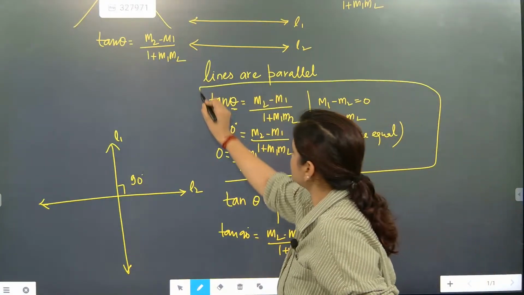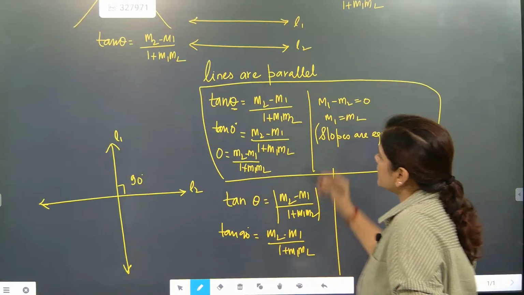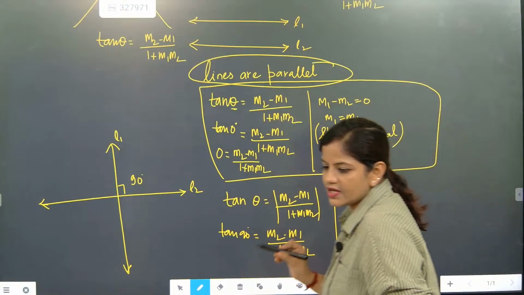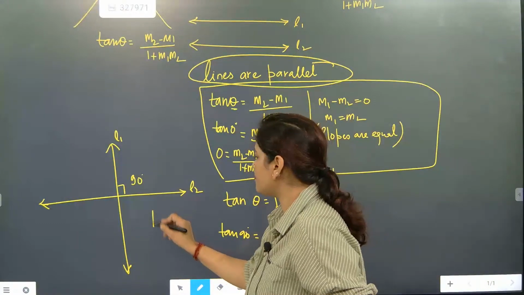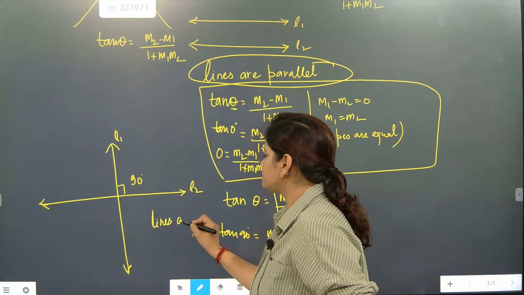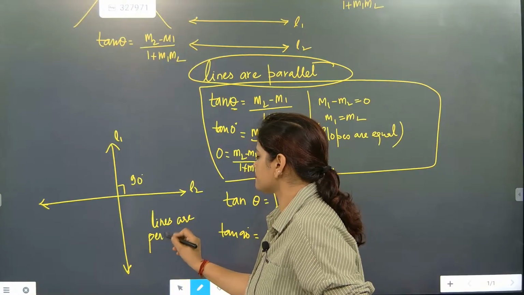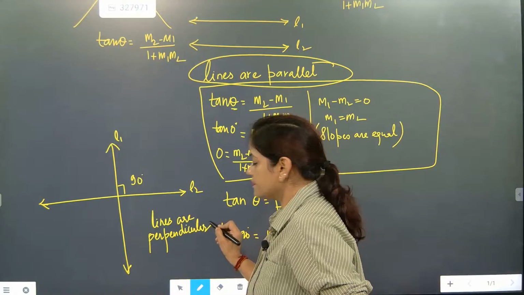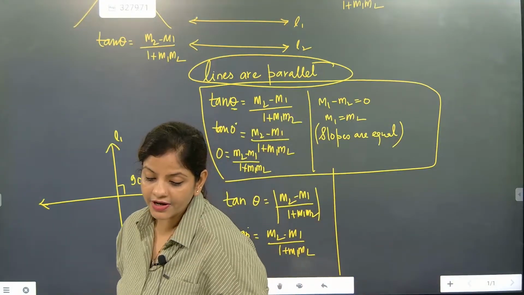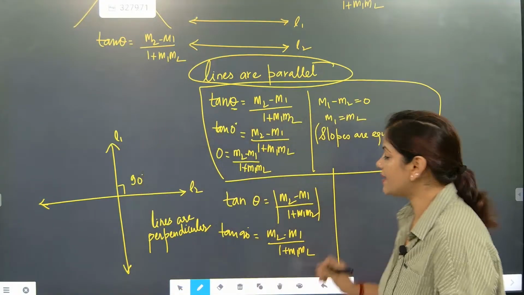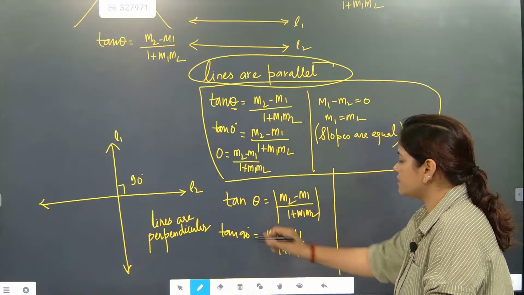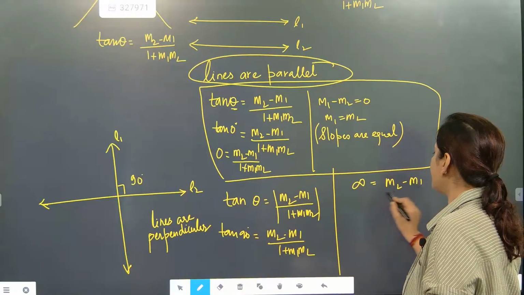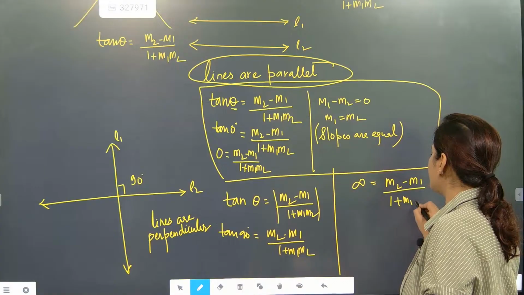The first case is when lines are parallel. The second case we are doing: when lines are parallel, m1 is equal to m2, the slopes are equal. So when lines are perpendicular, then in that case, infinity is equal to (m2 minus m1) by (1 plus m1 into m2).